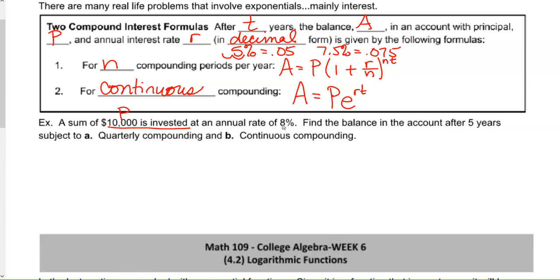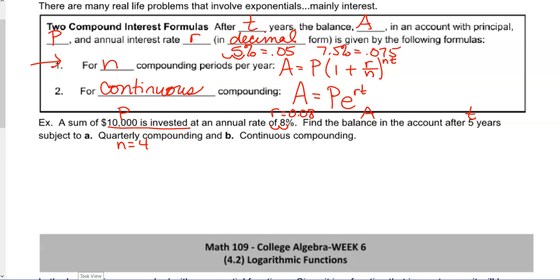At an annual rate, here is my R, of 8%, but I have to change it to a decimal. I move it 2 places back. The rate that I'm going to use is 0.08. We want to find the balance in the account A after 5 years, so that is our T, subject to quarterly compounding. So we're going to use this one at first. And if I'm looking at quarterly compounding, that is done 4 times a year. So here N is equal to 4.